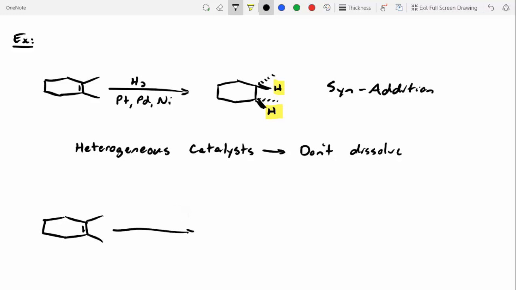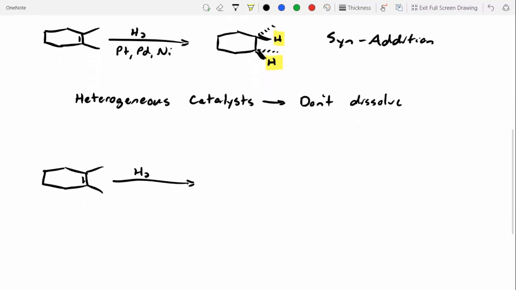So let's take a look at a different example. This one we're going to use hydrogen gas. And we're going to use a more exotic catalyst. This time it's going to be a ruthenium catalyst with a triphenylphosphine ligand coming off of it. Oh, sorry. This should be PPh3 in brackets and then 3 on the outside. And this will give you a similar product. So this would be called a homogeneous catalyst.